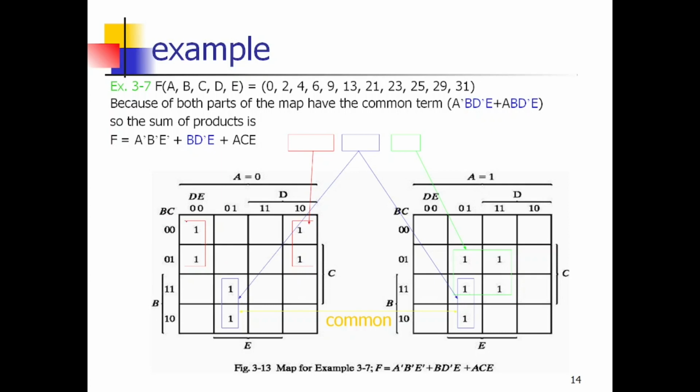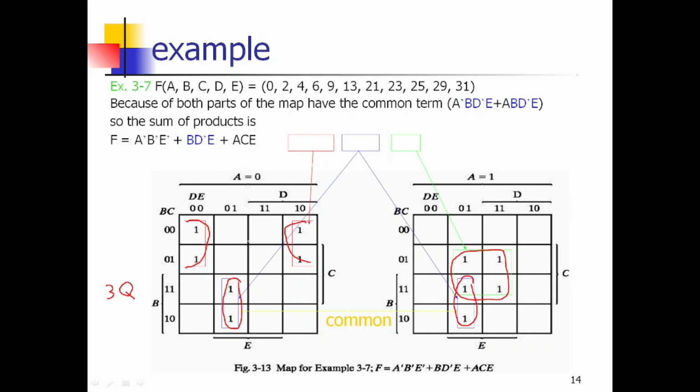Here is one 4 adjacent cell group, orange or red marked. And here is another 4 adjacent cell group, green marked. This is one quad, and this blue marked one is also one quad. So totally we are having 3 quads here. So in this 5 variable K-map, we are having 3 quads.